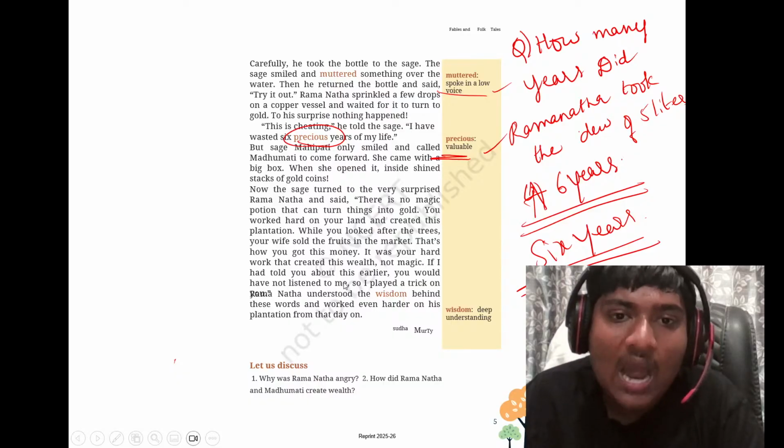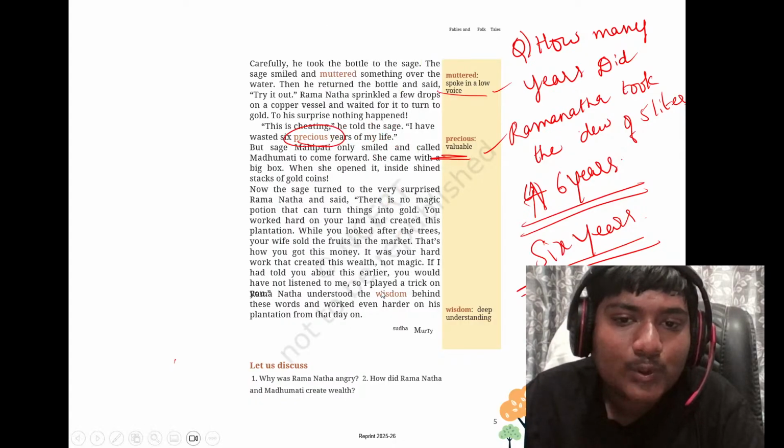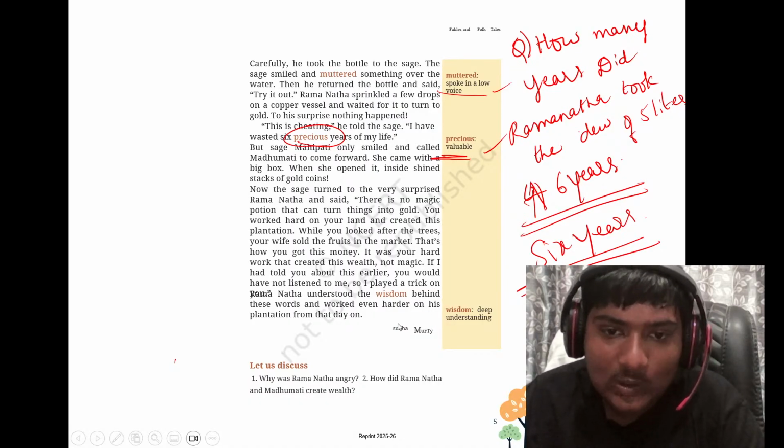It is your hard work that created this wealth, not magic. If I had told you about this earlier, you would not have listened to me. So I played a trick. Ramanatha understood the wisdom behind plantation from that day on.